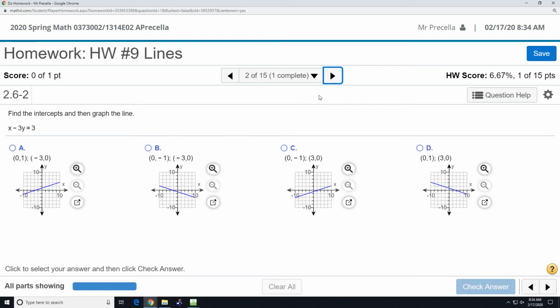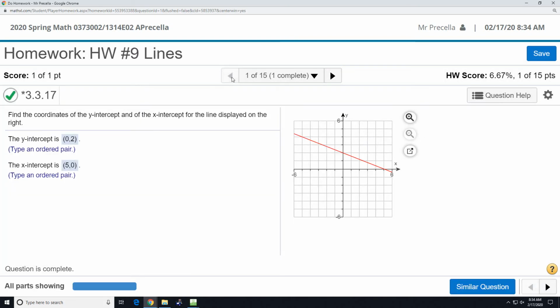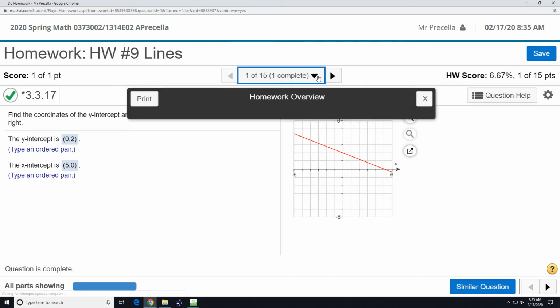Now, problem number 2 says, find the intercepts and then graph the line. Now, this one's going to take a little bit of work. Looking at problem number 1, that sort of hints at how you find these intercepts. If you're given an equation, you put a 0 for x and solve for y, a 0 for y and solve for x. So let me write problem number 2 down.